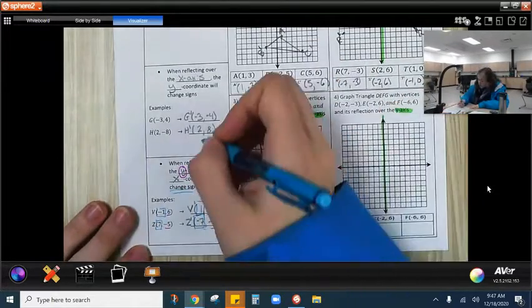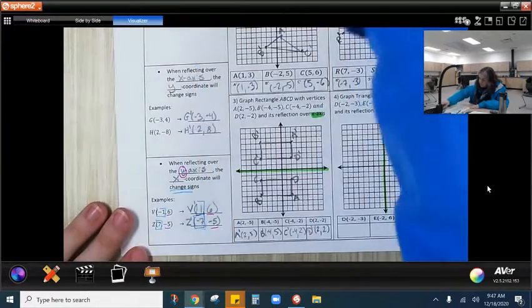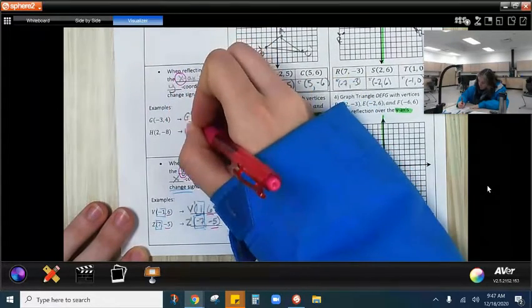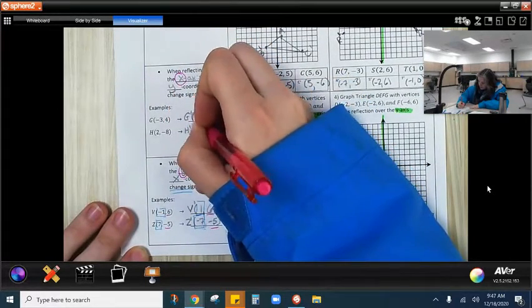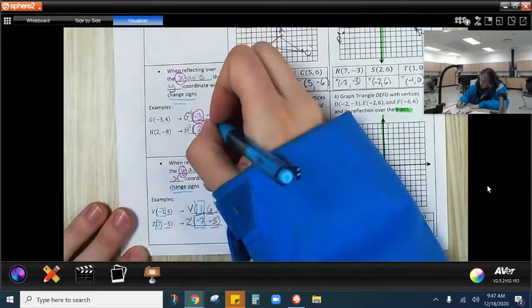So we saw that up here with this one too, except when it was the x-axis, the x coordinate stayed the same, and it was the y that changed signs.